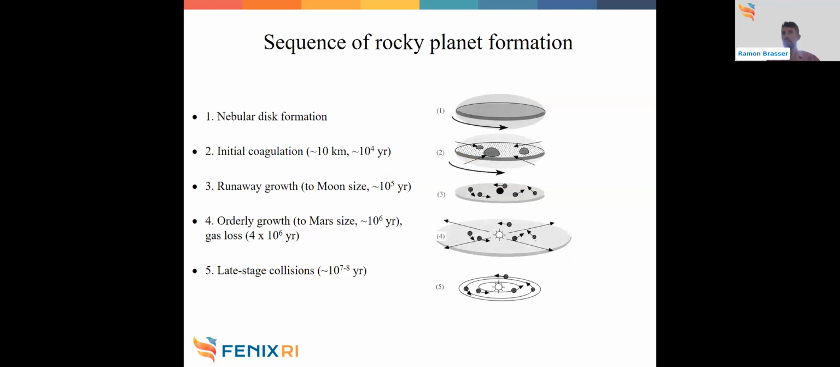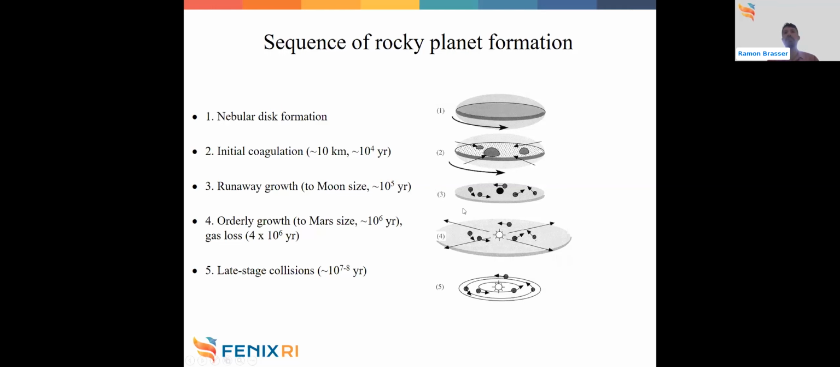Rocky planet formation, or so scientists think, there's no consensus on this, but this is roughly where things are going: you start with a disk, like this pizza-like disk around the star. Then you have initial coagulation of clumps of dust and micro-sized particles which are clinging together through electrostatic and gravitational forces, forming asteroids or planetesimals about 10 kilometers in diameter, maybe 100 kilometers, in about 10,000 to 100,000 years.